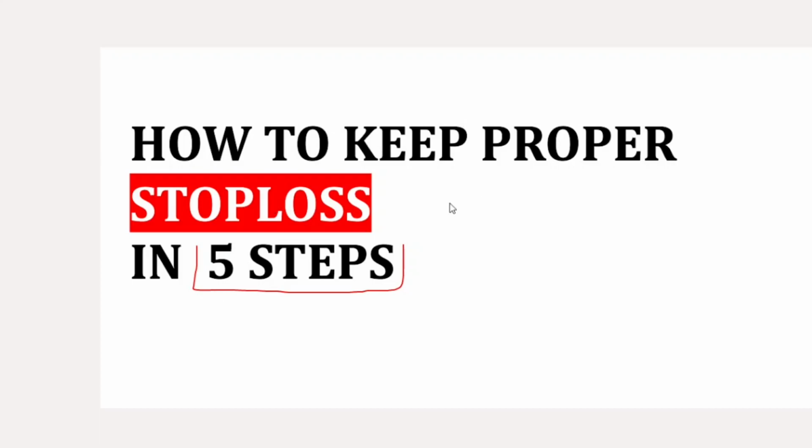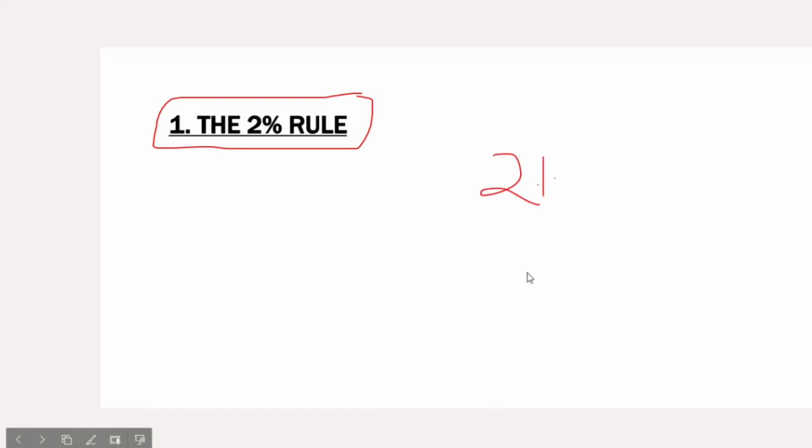So how can we keep a proper stop loss in 5 steps? A proper stop loss means how you can save your capital, the whole capital. I am talking about the whole capital in this video, in this process. So let's see how we can save our capital by keeping a proper stop loss. The first and most important rule of stop loss is the 2% rule. The 2% rule means you should only lose 2% of your capital in a day. You should not lose more than 2% in a day.